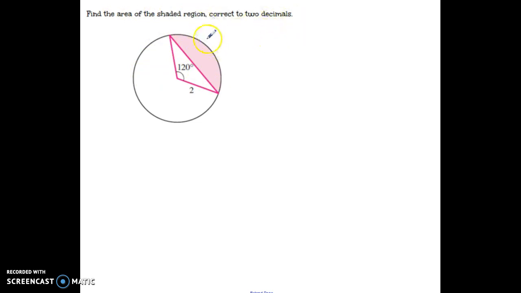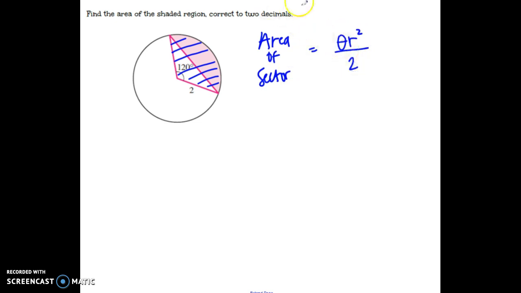So think about what that means. That means we need to figure out this entire area, which is a sector. Good thing we already found that formula, right? The area of a sector, we know that formula is equal to theta r squared divided by 2. But in that formula, remember, theta has to be in radians. So if we find the area of that sector, then we can also find the area of the triangle, and we could subtract the area of the triangle from the area of the sector and be left with just that shaded region.